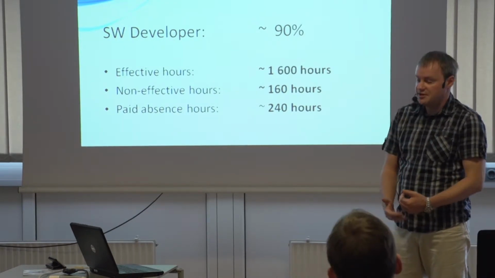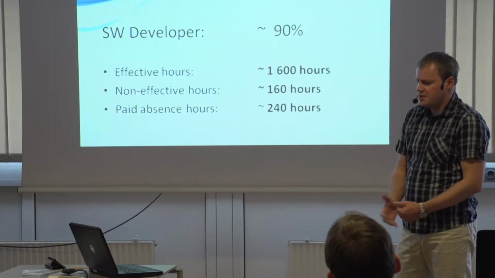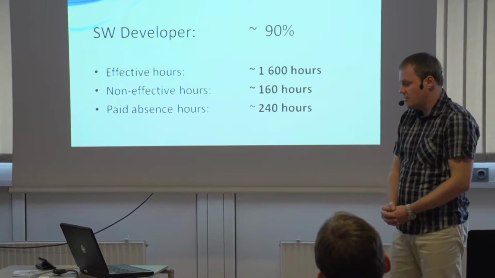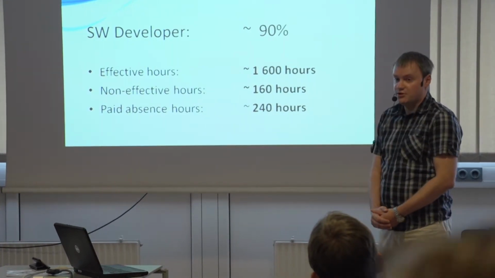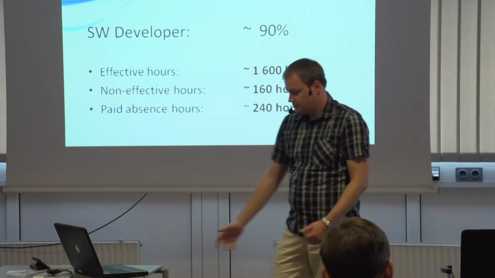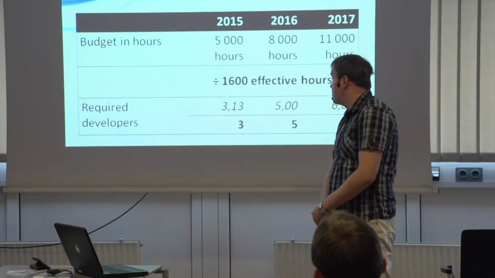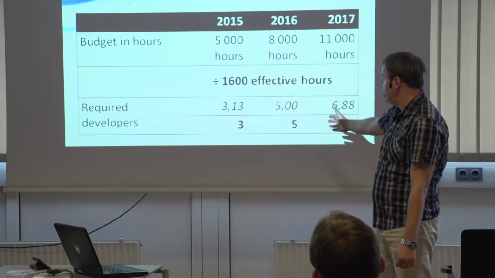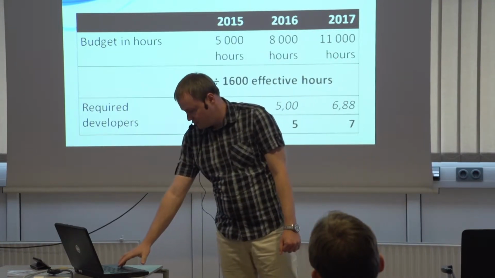So his hours are effective, and about 9% of his time he spends on meetings within the company and some internal stuff. In reality, you should estimate 1,600 hours per software developer. With this, we can easily calculate our capacity. For the first year we need 3 developers, and afterwards 5 and 7, of course, if we reach our goals for each year.